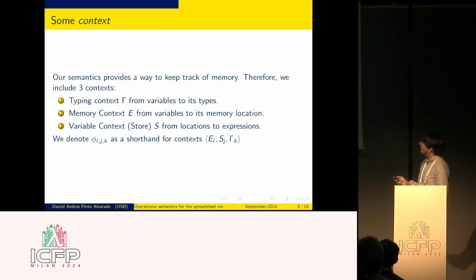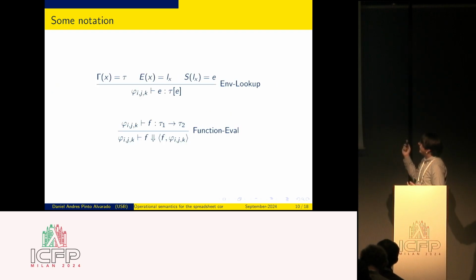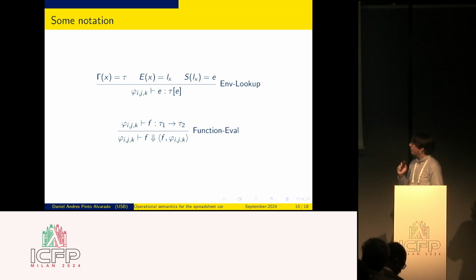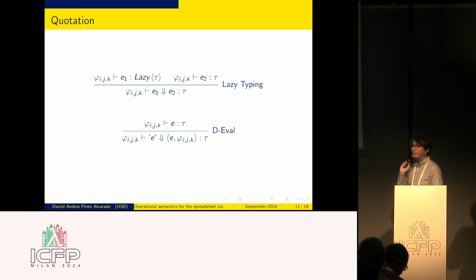So, some context: you're going to have three contexts, one from variables to types, one from variables to memory locations, and finally a store from locations to expressions. And these are the kinds of productions that we'll be working with. A really important thing is the down arrow operator, which we will call the evaluator operator or the big step operator, because it's really important for quotation.